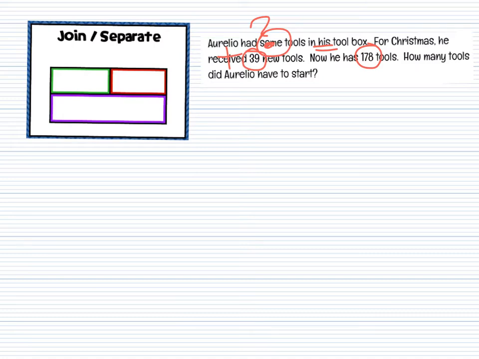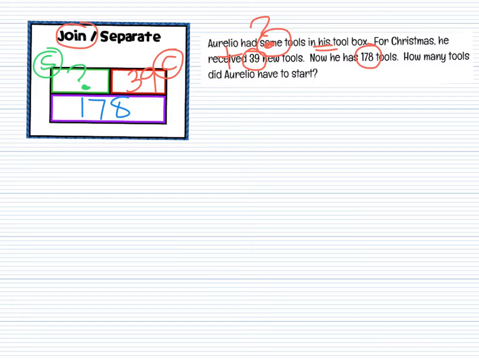Okay, let's go into our word problem structure. Let's put in our numbers. Let's put in our labels. Aurelio had some tools. So in the start box, I'm putting a question mark. Remember, that's my start. My change box is right here. What was the change? Good, 39. 39 was my change. And I'm going to circle join because this is another addition problem because he received tools. Then it says now he has 178 tools. So I will put that in my result box, 178.